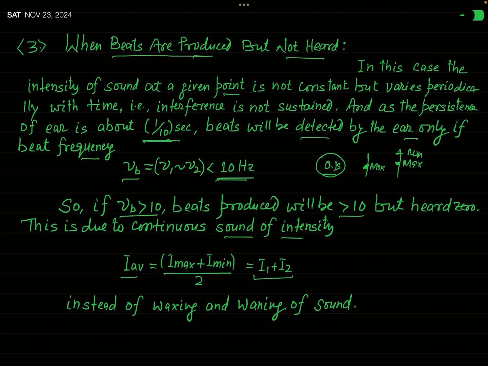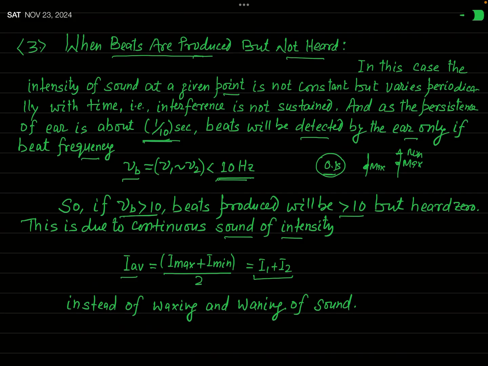When the beat frequency is less than 10. And if the beat frequency is greater than 10, then beats are produced, beats are rapidly produced, but our ear is unable to hear them. So the ear feels that no beat is being produced. Okay, so this is a very remarkable fact.